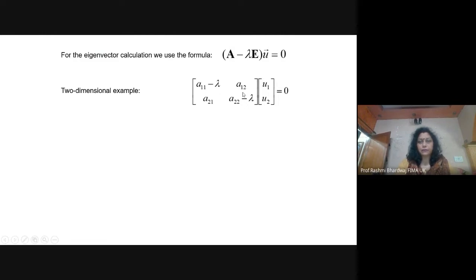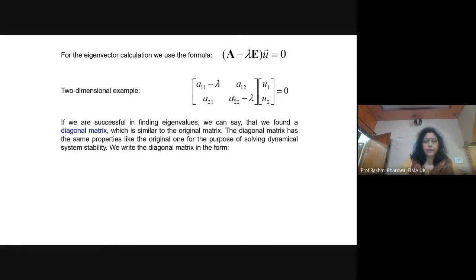The eigenvectors correspond to the equation (A minus lambda I) u bar equals 0. So if we have a two-dimensional example, then we have A11 minus lambda, A12, A21, A22 minus lambda, times U1, U2, equal to 0. By solving, we get lambda 1 and lambda 2, which are the eigenvalues, and corresponding to these eigenvalues we find the values of U1 and U2.